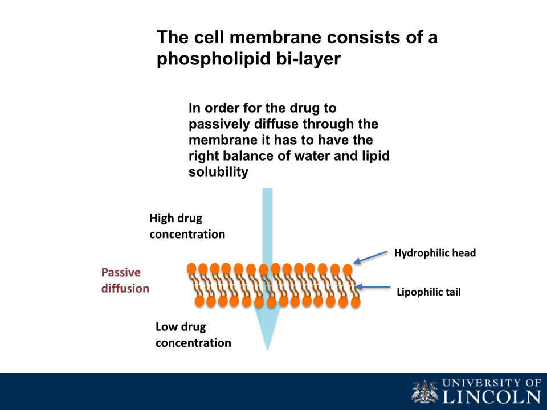It's very important to understand that we are talking here about passive diffusion. The drug is going from a region of high concentration, such as the lumen of the GI tract, through the membrane into a region of low drug concentration, such as the bloodstream. No energy is being expended.